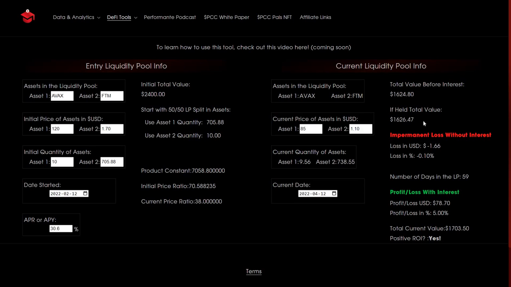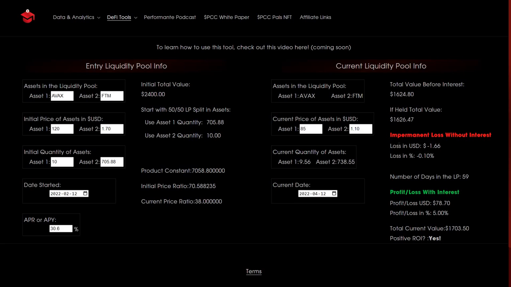And if we did not enter the liquidity pool at all, if we just held our AVAX and just held our Phantom separately in cold storage, the total value would be around $1,624. So you can see not much of a difference here, very little actually, but there is a slight difference due to the rebalancing. Impermanent loss without interest is the impermanent loss from being in the liquidity pool where there's rebalancing, and you're going to get a little bit of an asset separation, which is going to cause that impermanent loss because it has to be 50-50.